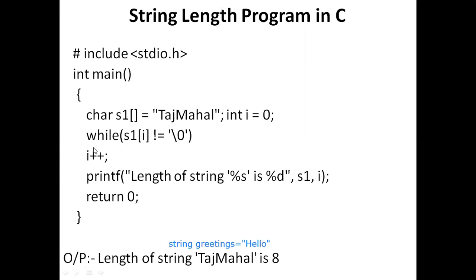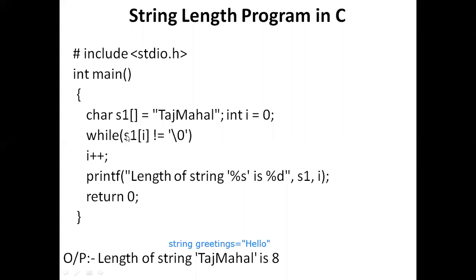So you can see here the small loop: while s1[i] is not equal to \0, i++. I will start initially at s1[0]. i is 0. So s1[0], is it equal to \0? No, it is equal to T. So I will enter the loop and do i++. So now i is 1.